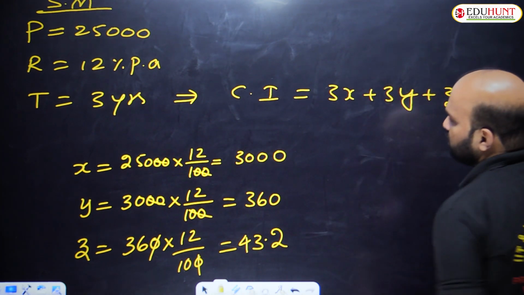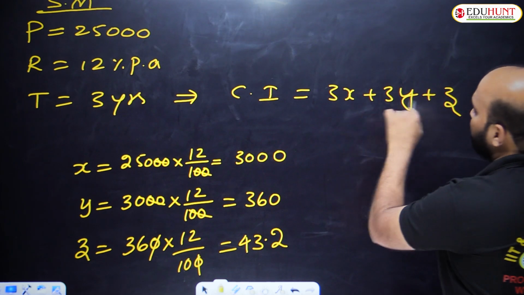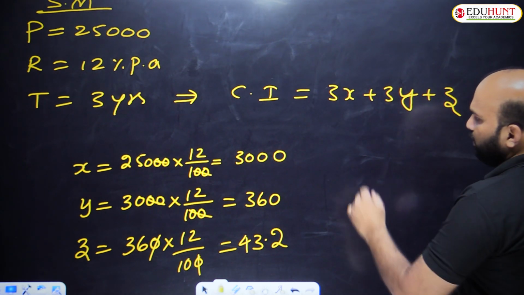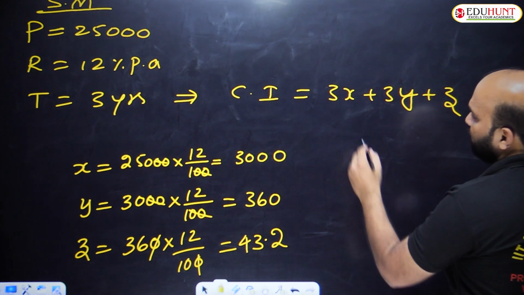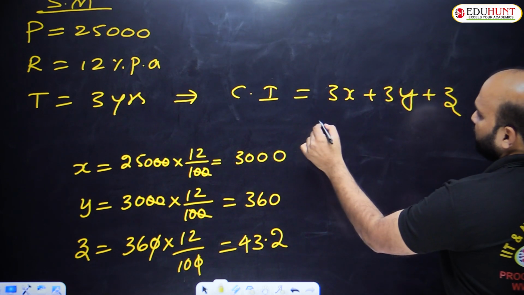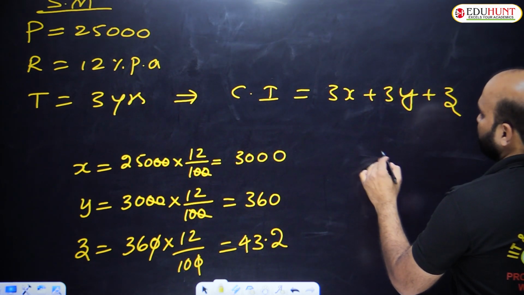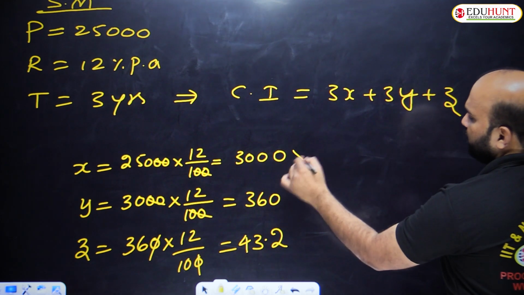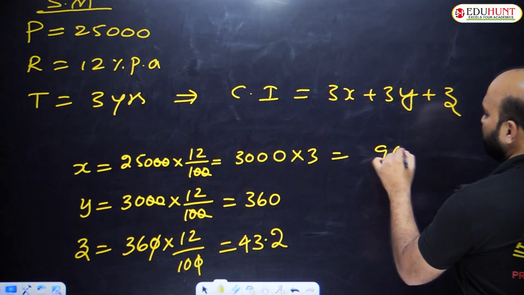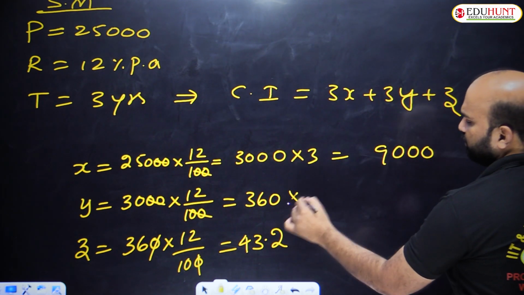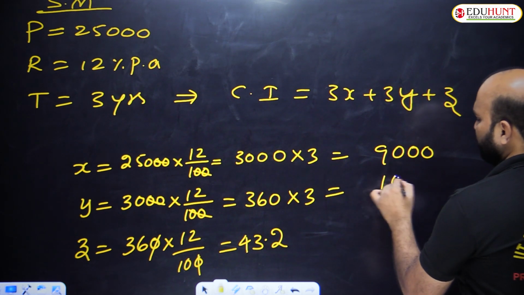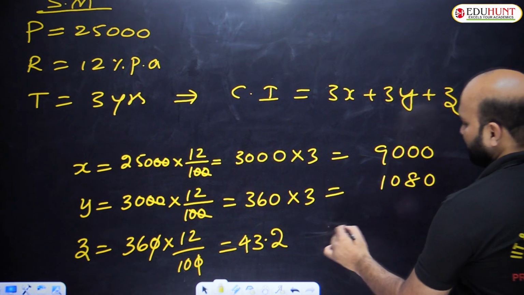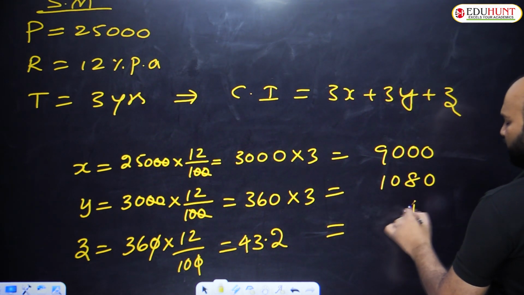So those values substitute in that equation, 3x plus 3y plus z. Okay. So how will we get the 3x value? 3 into 3000, 9000. So the 3x value is 9000. Am I clear? 3x is nothing but 9000. 3y value 1080. Only z value 43.2.